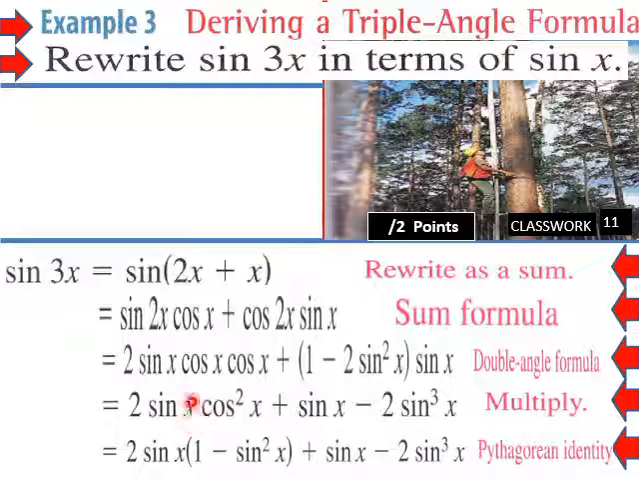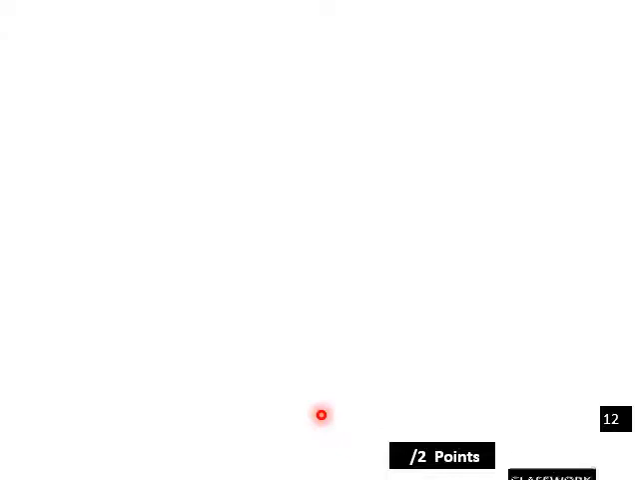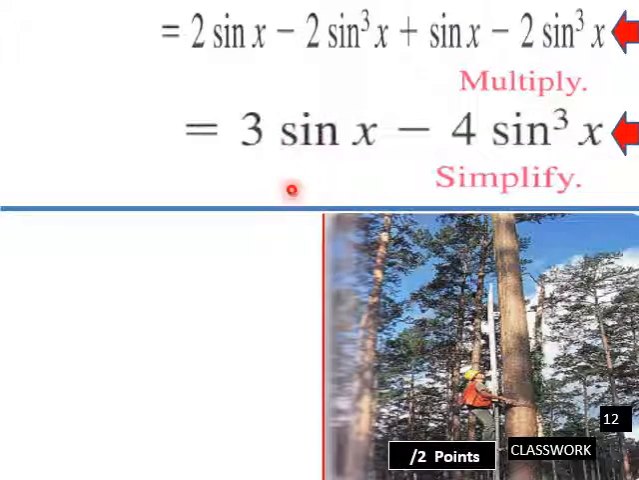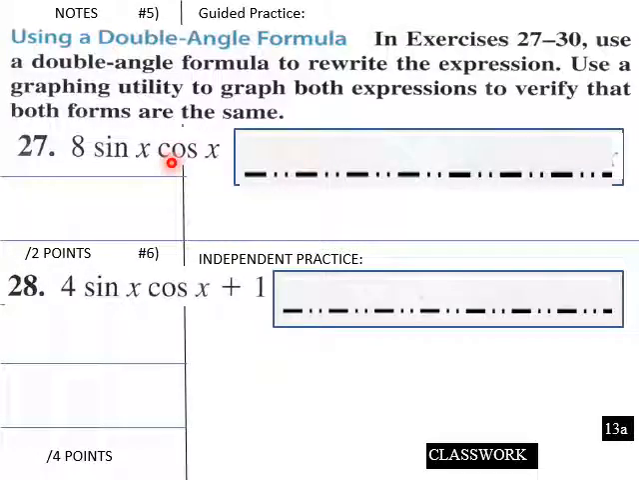So we can separate this out, 2 sine x. This is part of our Pythagorean identity here. This becomes 1 minus sine squared x. And then 2 sine x minus 2 sine cubed x plus sine x minus 2 sine cubed x. We're going to multiply through again and then simplify. 2 sine x and then we have a sine x here, that'll be 3 sine x. And then negative 2 sine cubed x and negative 2 sine cubed x is negative 4 sine cubed x. We can simplify it that far. We've gone to a triple angle.